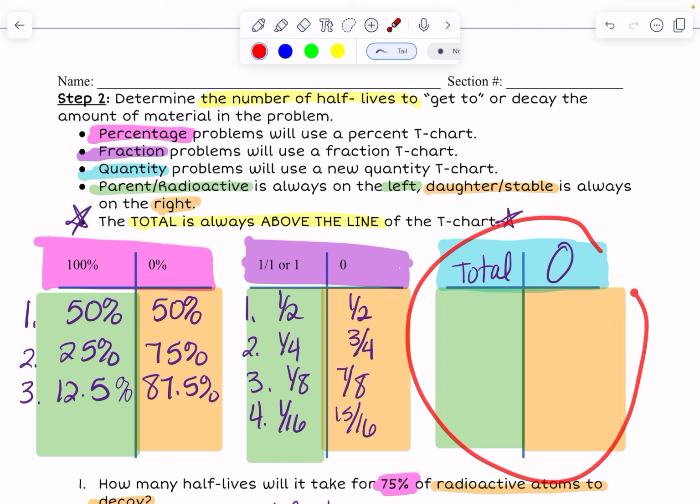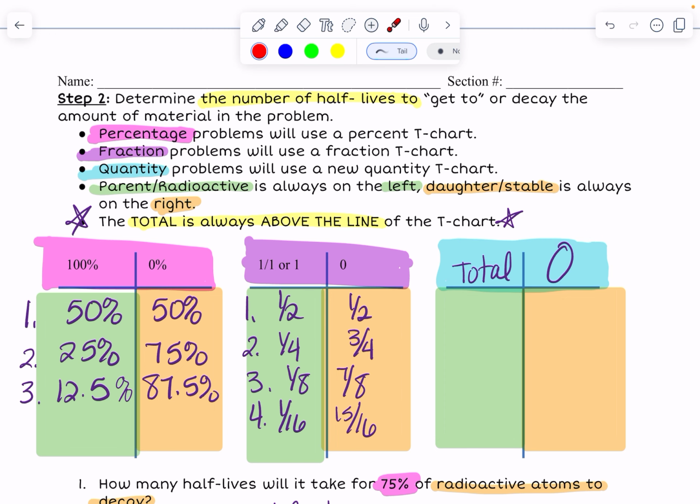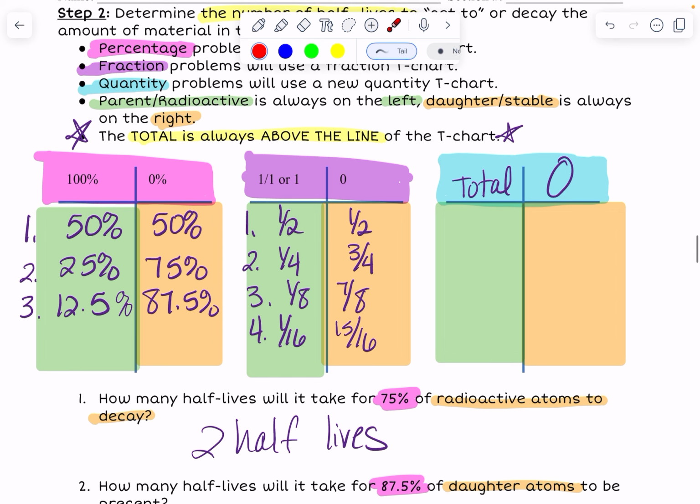And we're not going to show an example of a quantity problem yet because those we have to build each and every time because those are going to be different starting values up here. So let's try it on this first one.